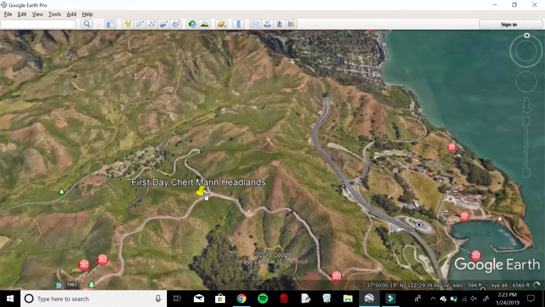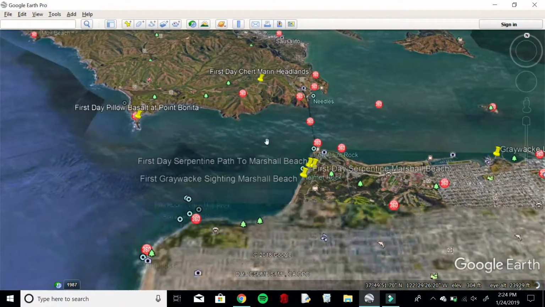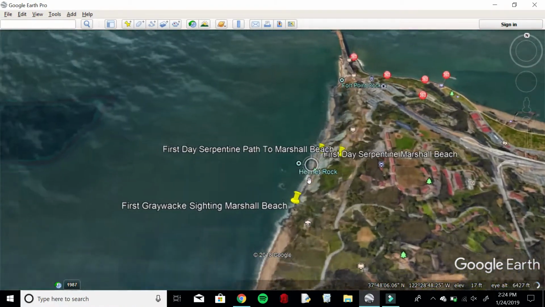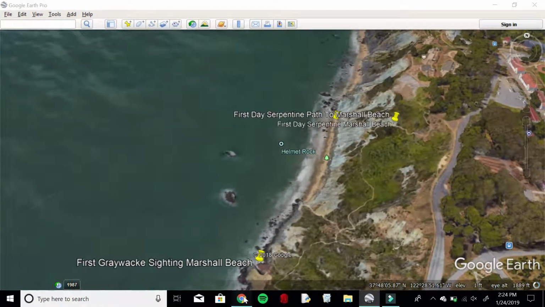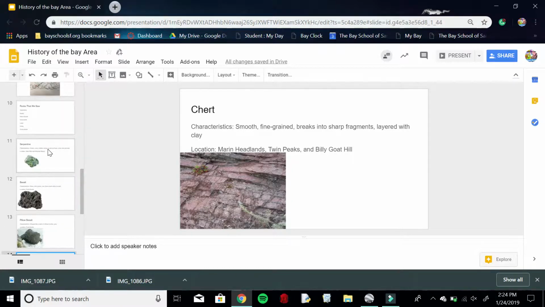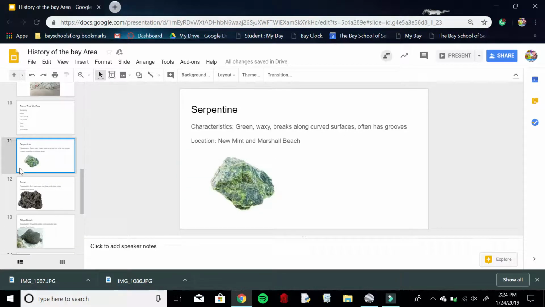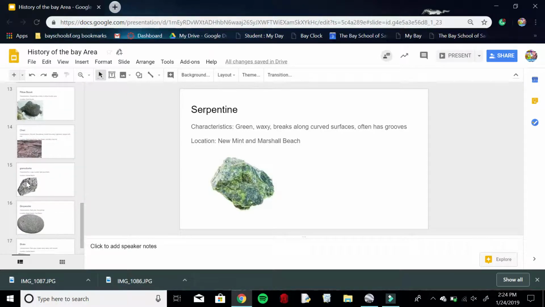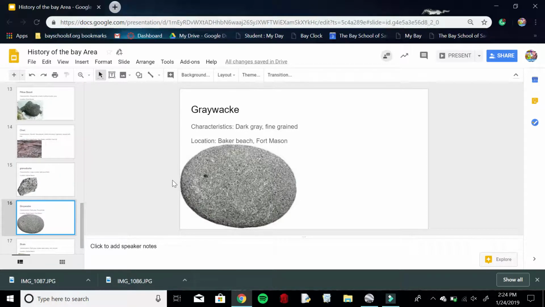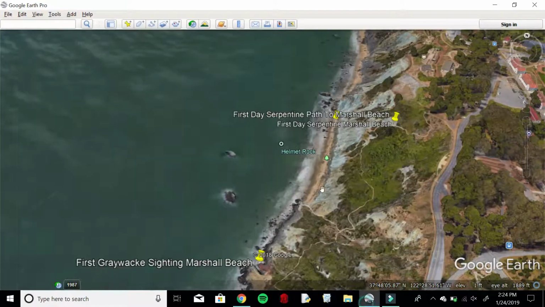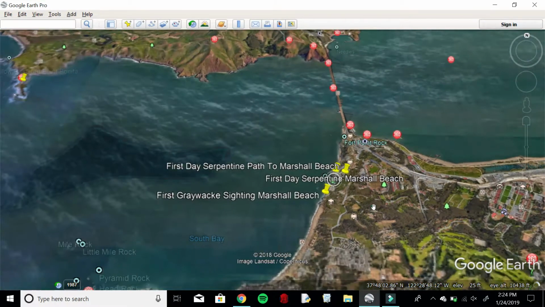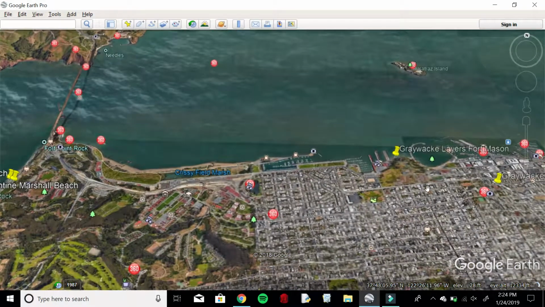Then we went to Marshall Beach and found serpentine. Serpentine is a metamorphic rock that is dusky green. It has veins that cross over one another and is waxy. The other rock that we saw at Marshall Beach was graywacky, which is a sedimentary rock that is dark greenish gray and has a coarse texture. We also went to Fort Mason, which is known for its graywacky layers.